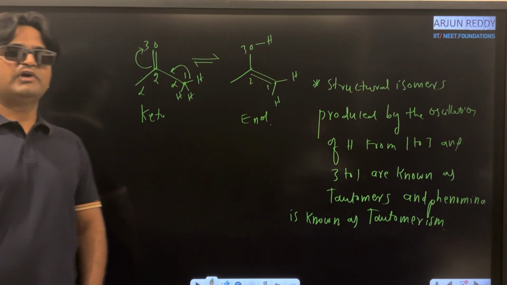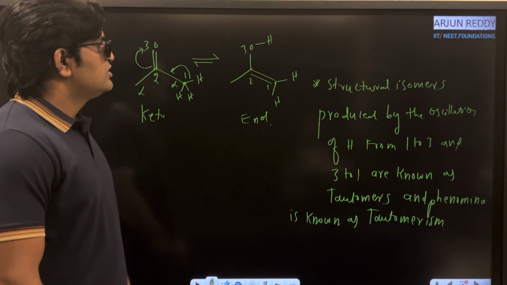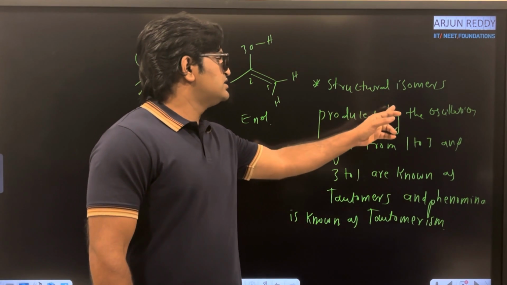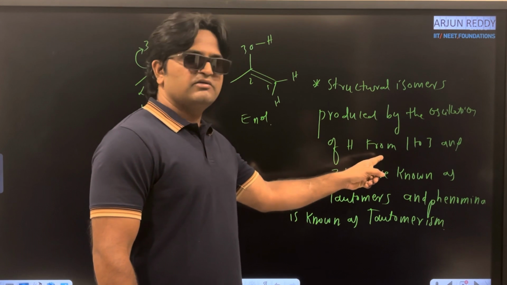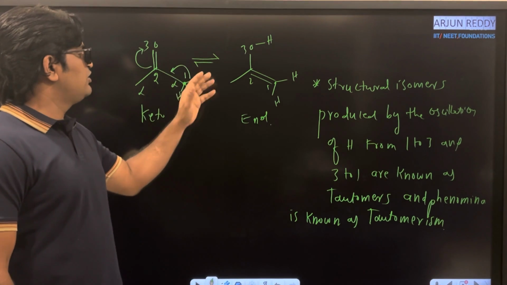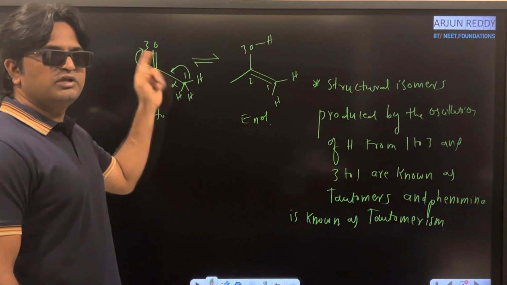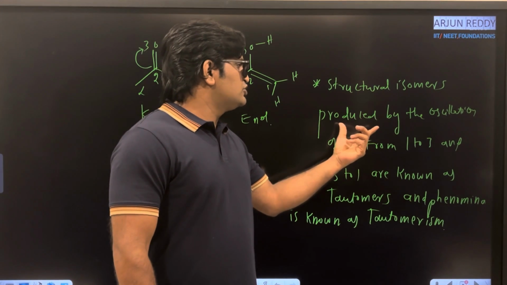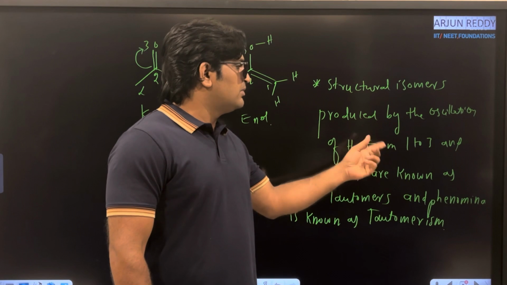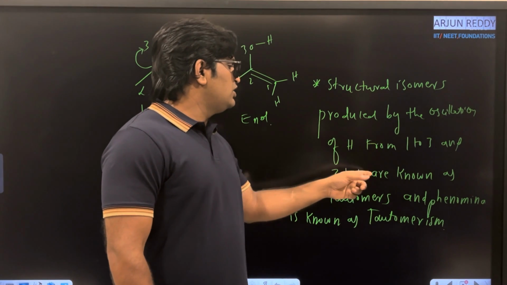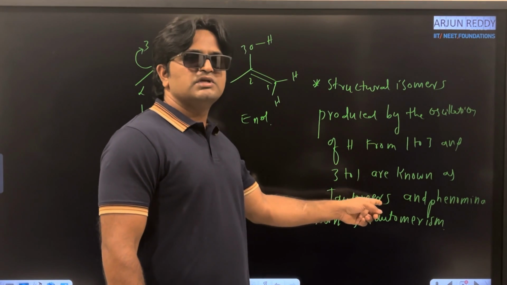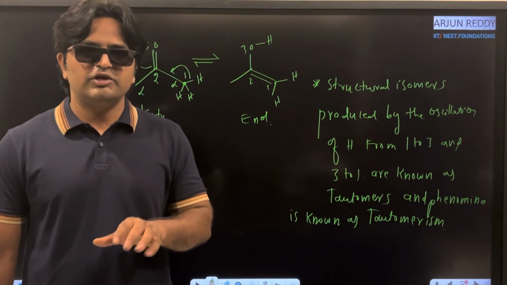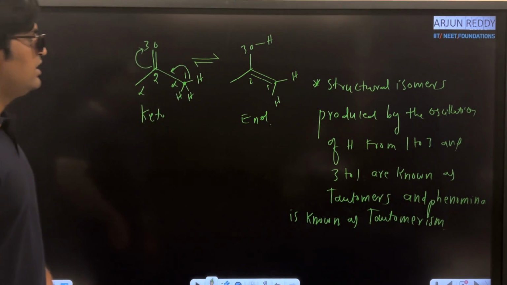Okay, that is the fundamental definition for tautomerism. So what we are giving here: structural isomers produced by the oscillation of hydrogen atom. Why? Because only the hydrogen atom is oscillating from 1 to 3, 3 to 1, 1 to 3, 3 to 1, like that. Structural isomers produced by the oscillation of hydrogen from 1 to 3 and 3 to 1 are known as tautomers. And what is the phenomenon? Tautomerism. That is the fundamental definition, right?